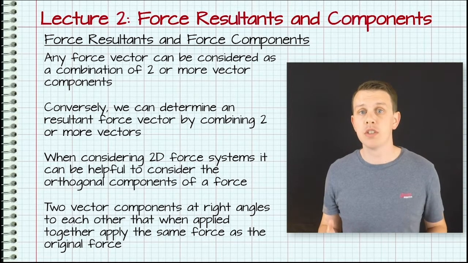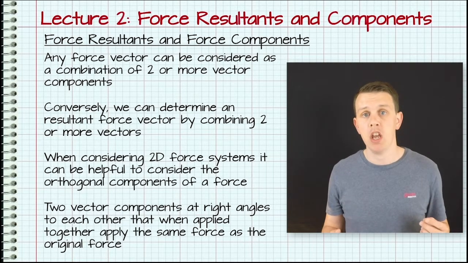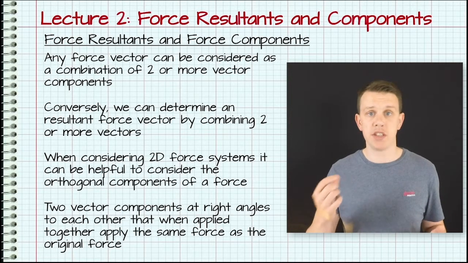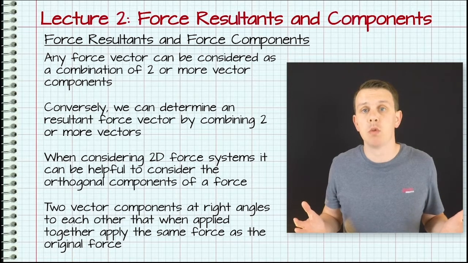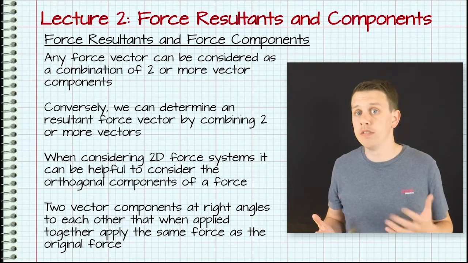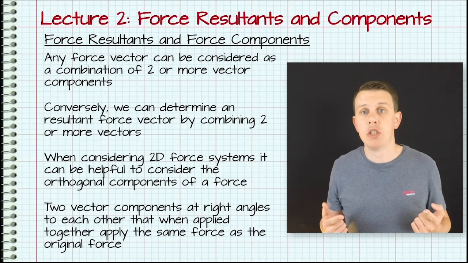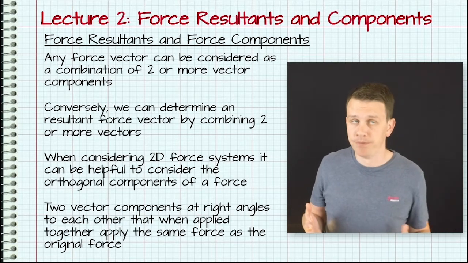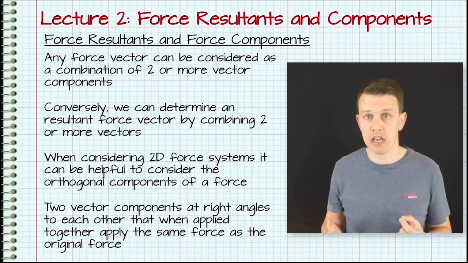Now when we're analysing 2D force systems, the most common way to proceed is by working out what are the orthogonal vector components of each vector within our system. So if we can imagine a single vector which is acting at some arbitrary angle, we'll be able to work out orthogonal vector components for that vector. These orthogonal vector components are essentially two vectors that are at right angles to each other, that when applied together have exactly the same force effect as the single original vector we started with.